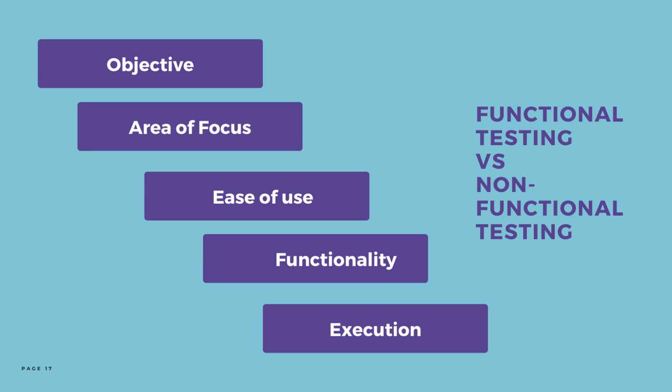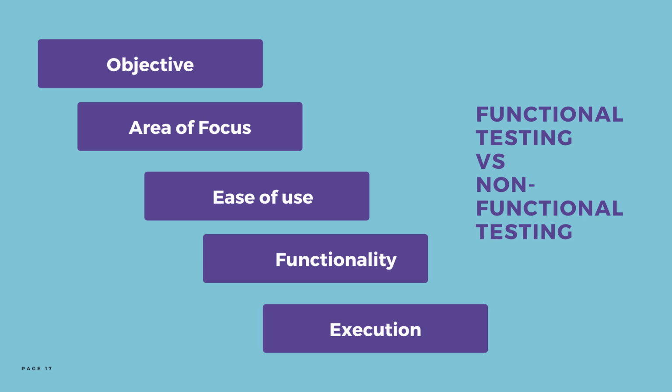And the fourth is functionality. Functional testing helps in describing what the system should do, whereas non-functional testing helps in describing how the system should work. It means functional testing provides the answer to all the what questions in the system, whereas non-functional testing provides the answer to all the how questions in the system.